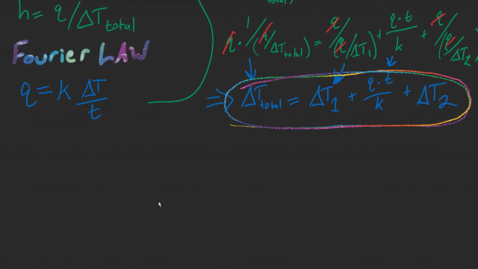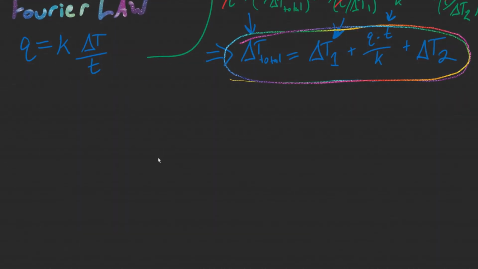All right. So we got this equation. Delta T total equals delta T1 plus Q times T divided by K plus delta T2. Wham, bam, pretty cool. So let's take Joseph Fourier's law again. It's going to come into play now.